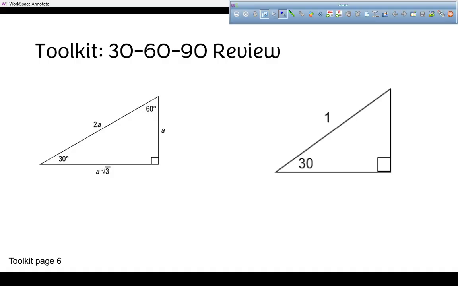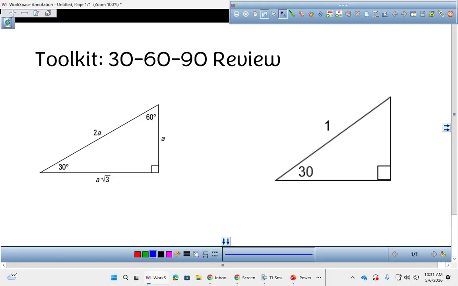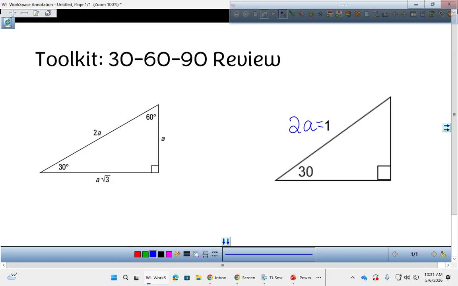So in a 30, 60, 90 triangle, the hypotenuse is double the small side. So if my hypotenuse is 1, then that 1 is in the 2A spot, right? So I'm just taking the formula for the hypotenuse and I'm setting it equal to what I know the hypotenuse actually is. And I can take that and solve it for A. So I can divide both sides by 2, and I get that A equals 1/2. Well, A is the small side of the triangle, okay?